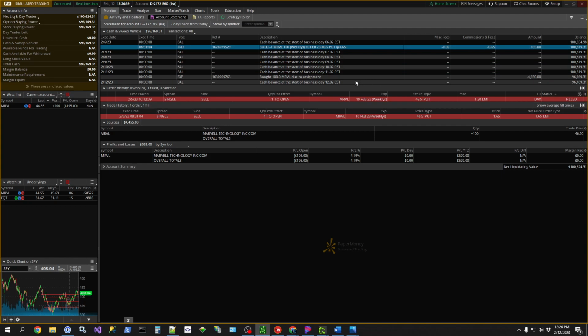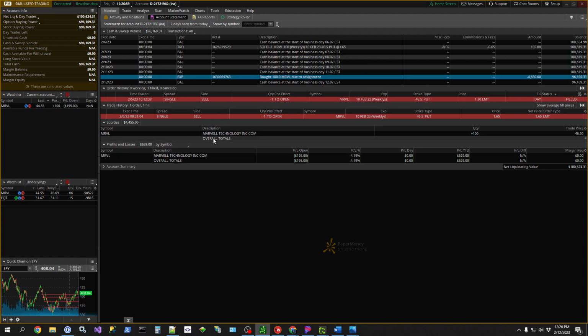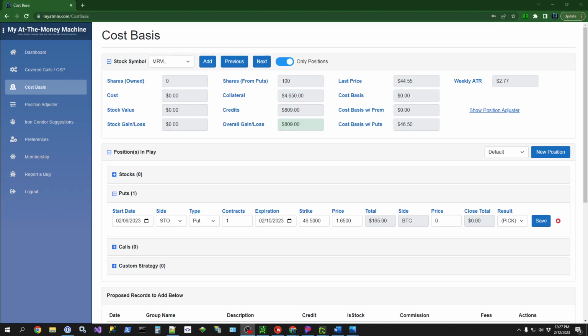And right here on February 11th, which was yesterday, you can see that we were assigned the put at Marvell. So we were assigned 100 shares, and it was at 46.50 a share. So anyway, we were assigned those shares, so we now own those stocks. So let's go to the web application and track those.